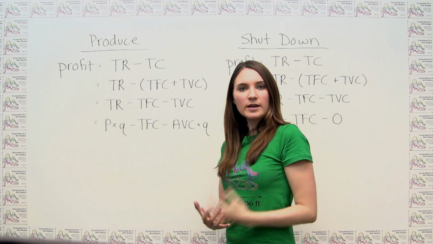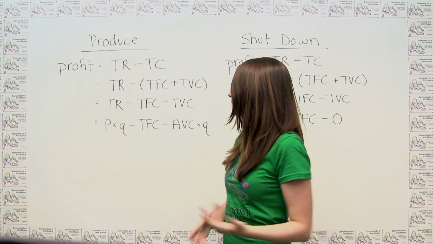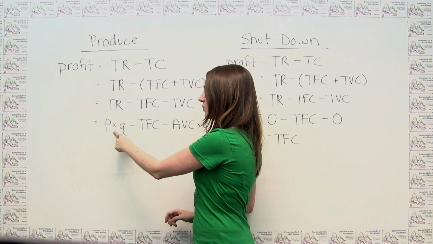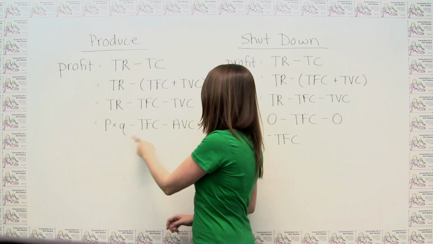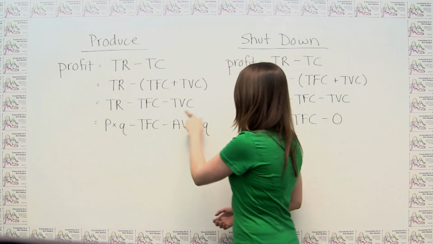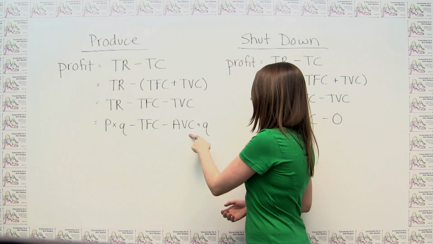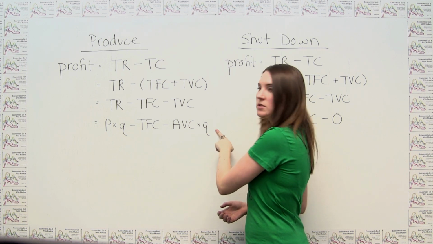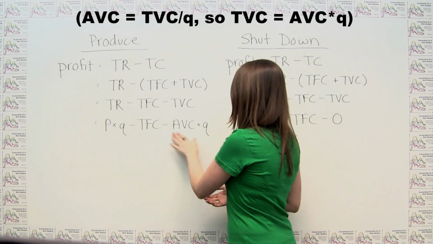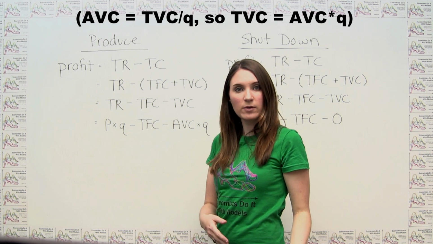And again, just applying some simple definitions regarding costs and revenues that we saw earlier, we can say that total revenue is just equal to price times quantity. Total fixed cost we'll just leave as total fixed cost. And we can say that total variable cost is just equal to average variable cost times quantity. And this just follows directly from the fact that average variable cost is equal to total variable cost divided by quantity.